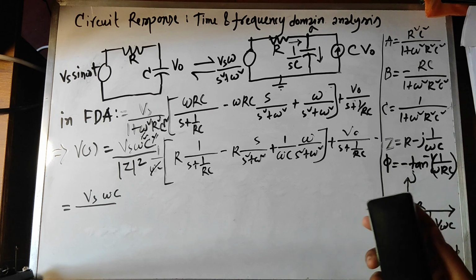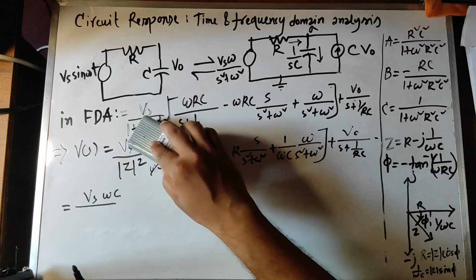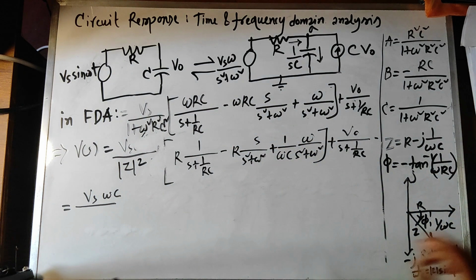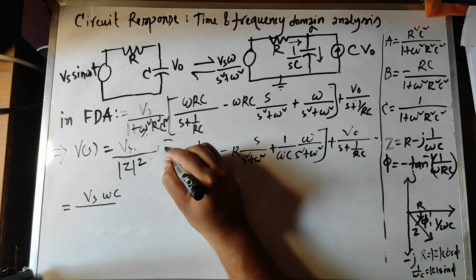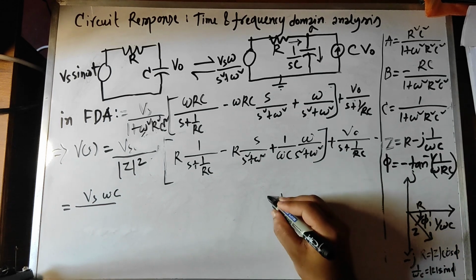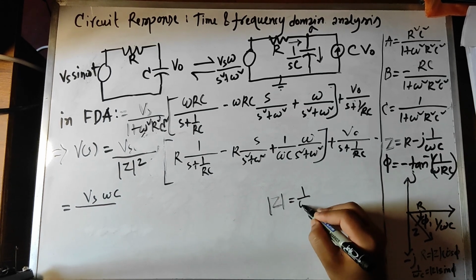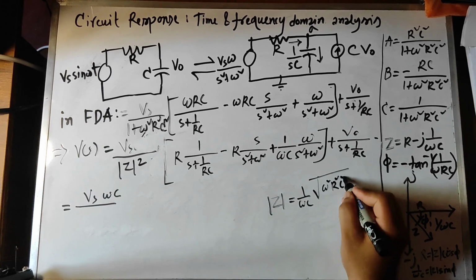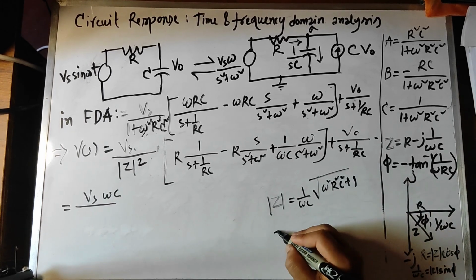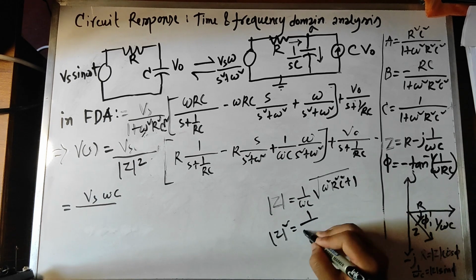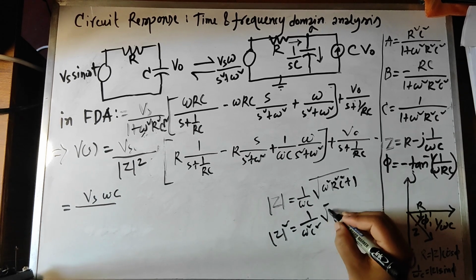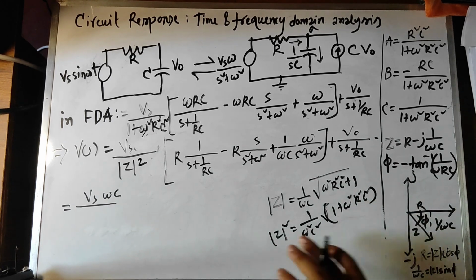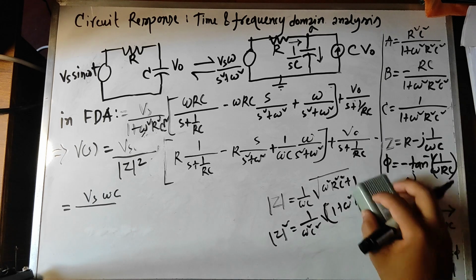okay, I have made some mistakes. Okay, so here, Z is 1 by omega C, omega square R square C square plus 1. Okay, so Z square is 1 by omega square C square, 1 plus omega square R square C square. This is the right derivation.